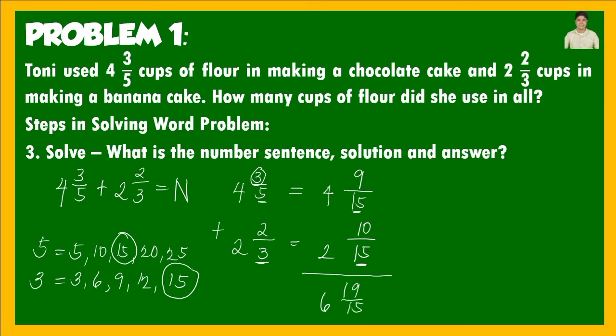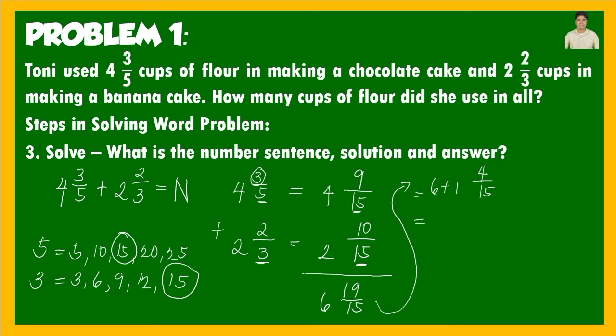So, yung 19 over 15, improper fraction siya. Kasi mas mataas yung numerator kesa sa denominator. So, kailangan nating i-regroup. So, 19 divided by 15, that is 1. Okay, so merong isang 15 ang pwedeng kunin sa 19. So, magiging 6 plus 1 siya. And then, yung remainder natin is 4 over 15. Paano naging 4? 19 minus 15. That is 4.